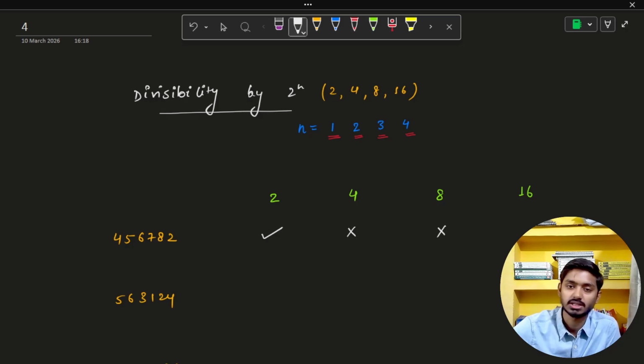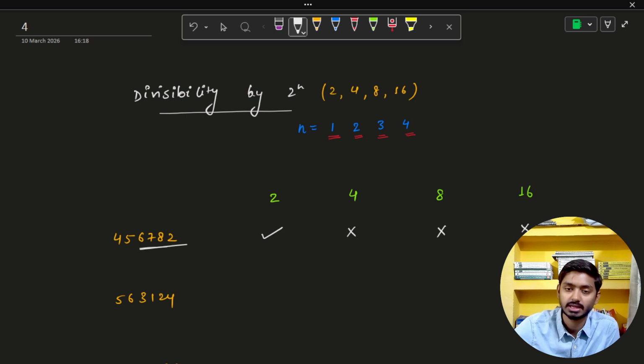We take the last 4 digits and divide by 16, and we get 62, not divisible by 16 as well. So this is how we check the divisibility by 2 to the power n.